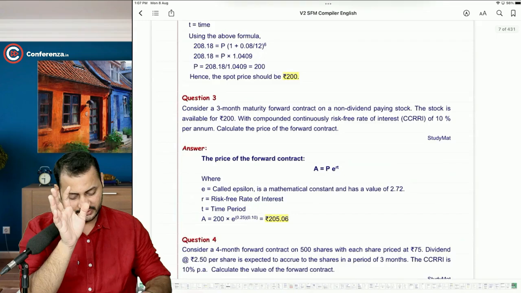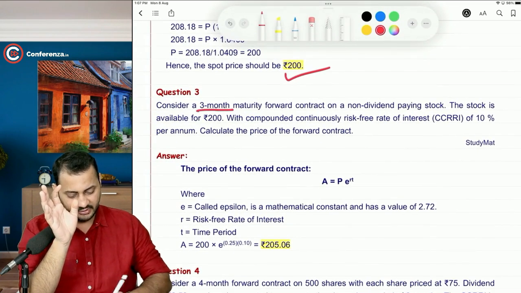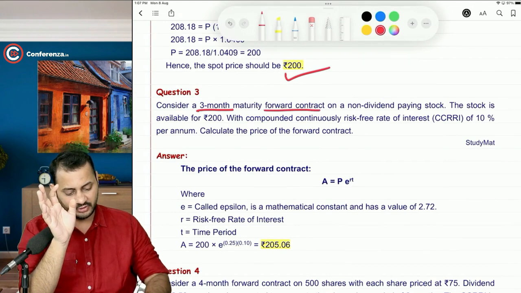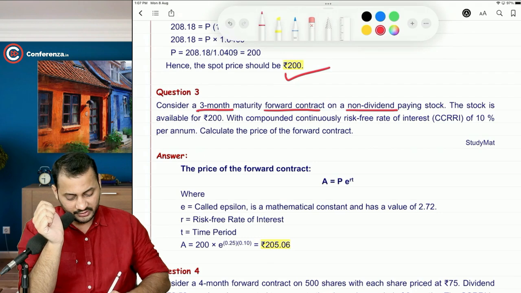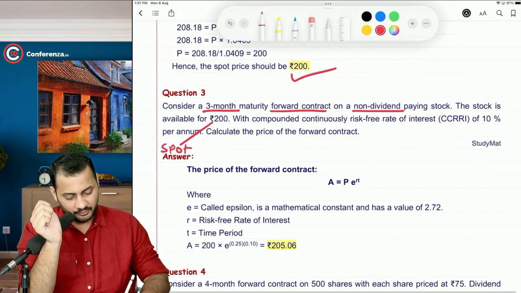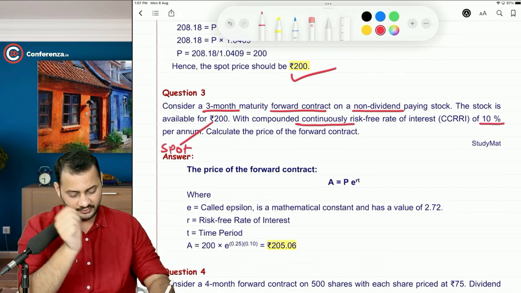Okay, let's move on to the next question now. Consider a 3-month maturity forward contract on a non-dividend paying stock. So there is no dividend in this question. The stock is available for 200. Can I say that this is a spot market price, with a continuously compounded risk-free rate of interest of 10%?